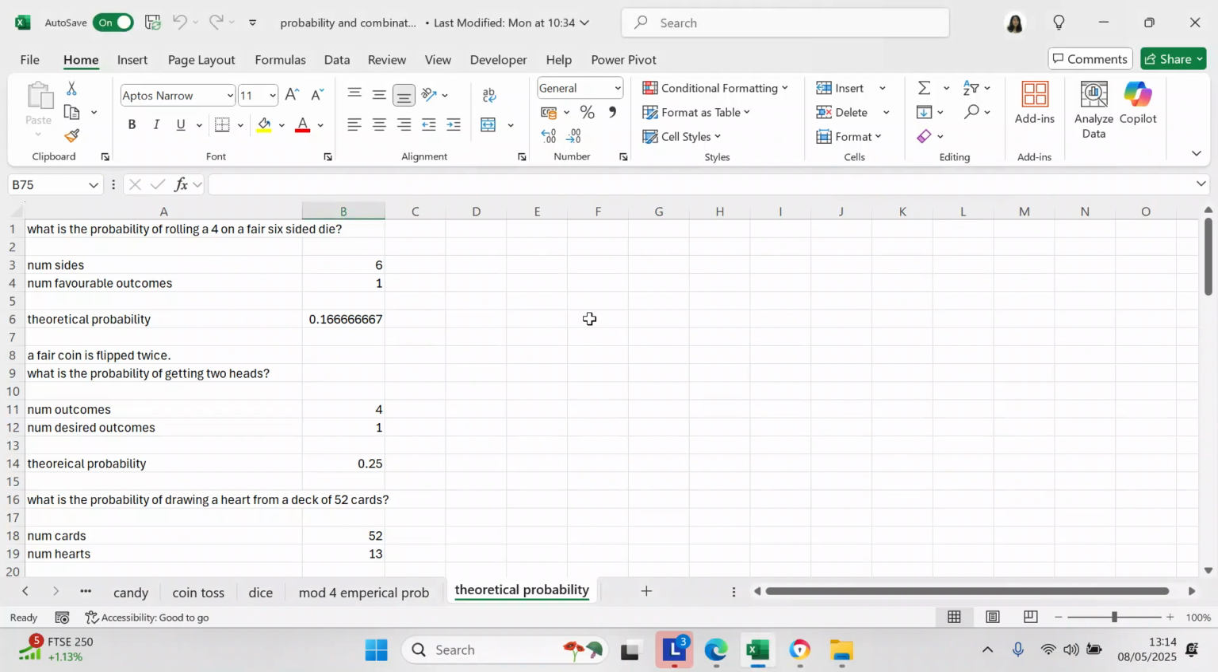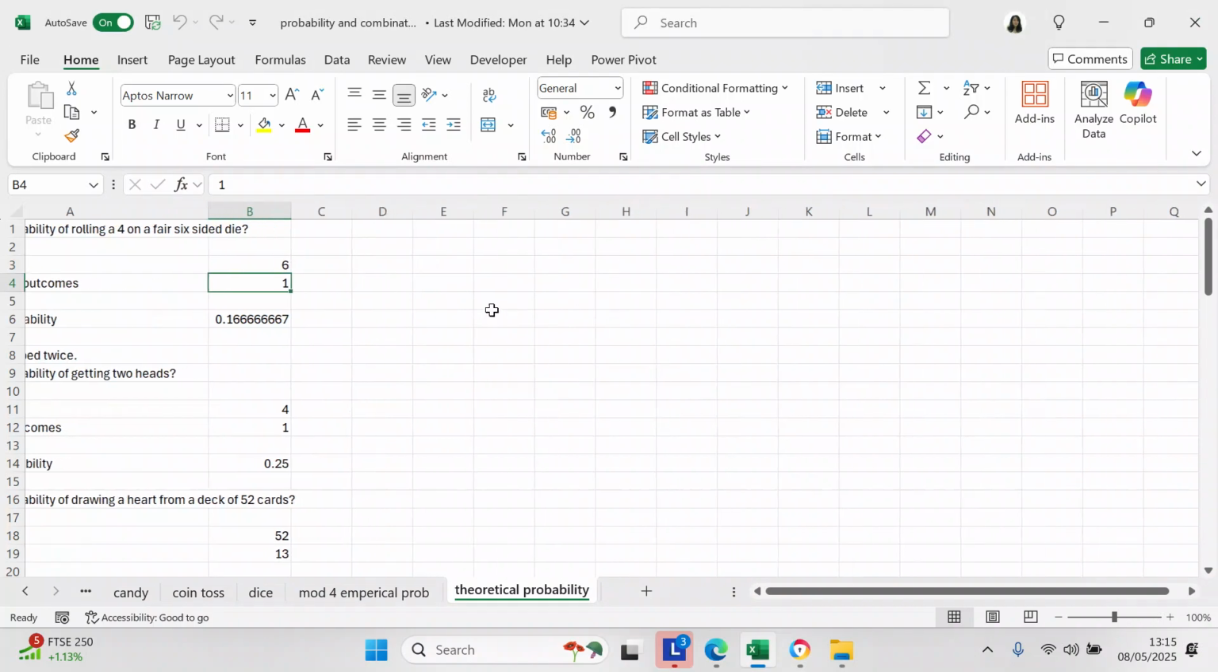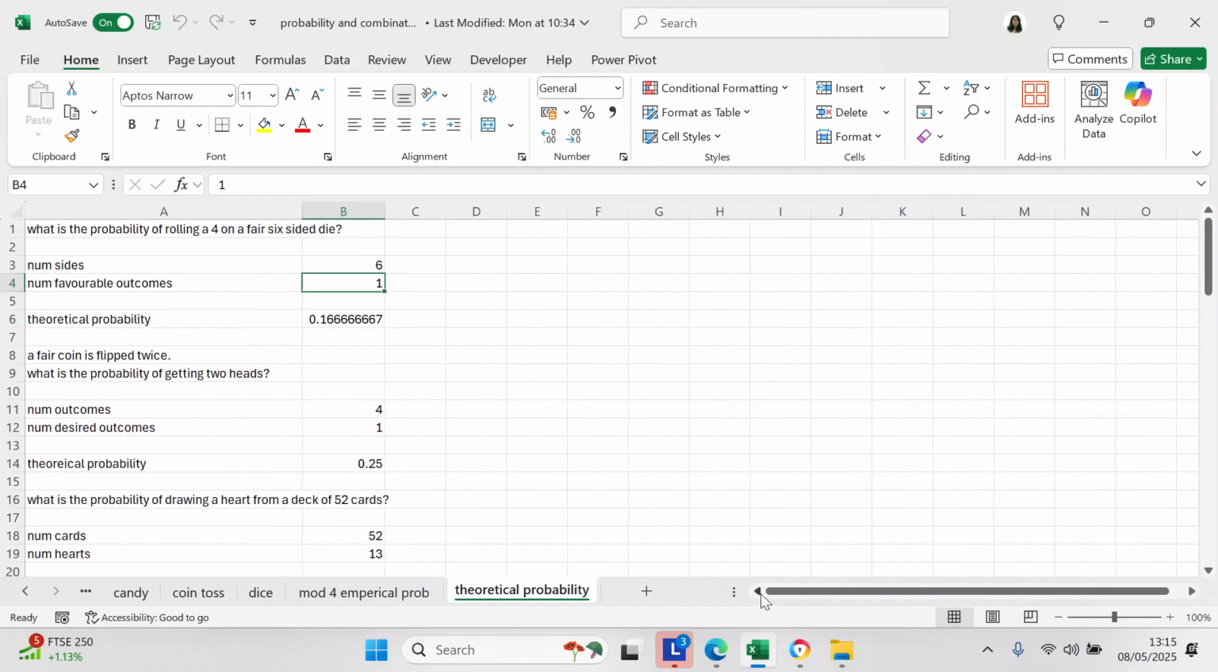What is the probability of rolling a 4 on a fair 6-sided die? So you've got your number of sides. A die is 6, and you've got your number of favorable outcomes is 1. So the theoretical probability is 1 over 6, which is B4 divided by B3, which is 16.6667%.